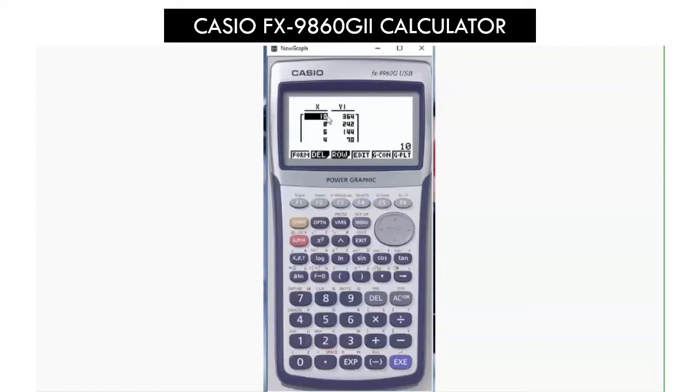We go from 10 to 8 to 6 to 4. So the first column are your X coordinates, and the second column are your Y coordinates. You can scroll down by using your down arrow.